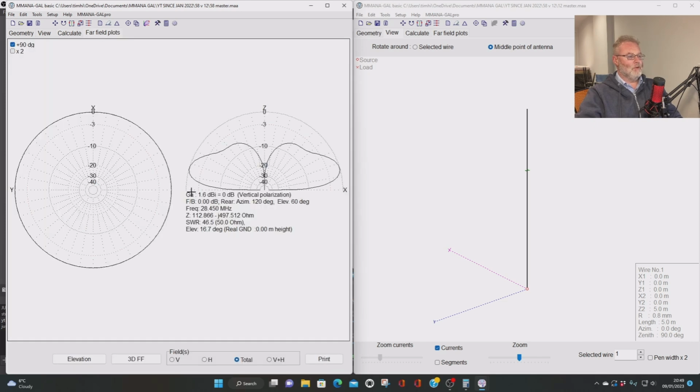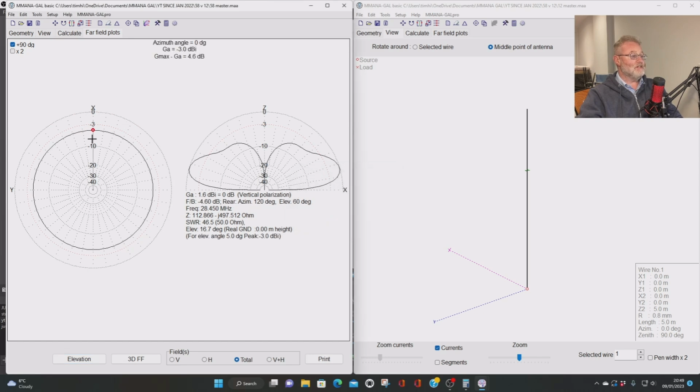Look at the far field plot. Yes, looks a nice little pattern for low angle. We'll change the elevation to 5 degrees, because that's where a lot of our DX will come in. And what sort of figure do we have? Well, minus 3 dB. Now, straight away, that tells me that's going to be better than the half wave. Let's see how much better it's going to be.